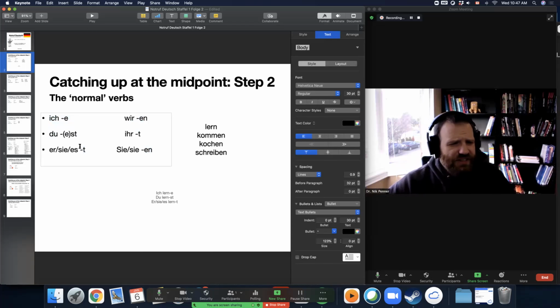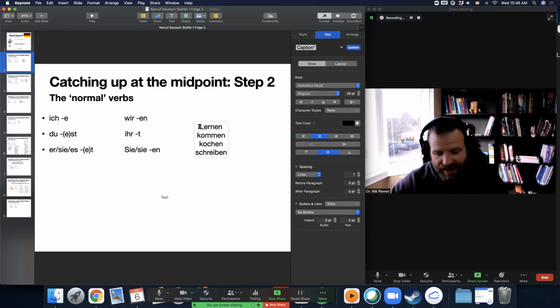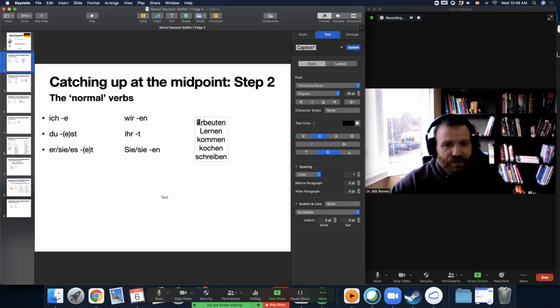What's the deal with these little e's in brackets? So brackets show that they're optional. It means that sometimes we add them and sometimes we don't. It's actually quite easy. We add them if it's difficult to pronounce the word without it. So, for example, consider the word to work, arbeiten. So let's just stick with this verb for now. Arbeiten, to work. So we're going to eliminate the en, and ich arbeite works.